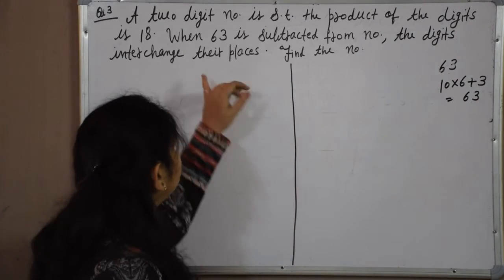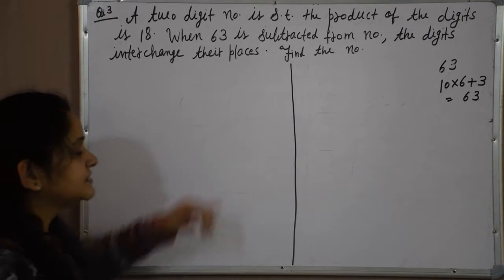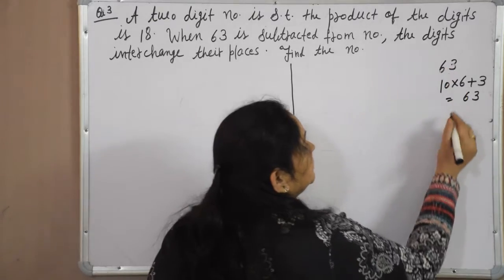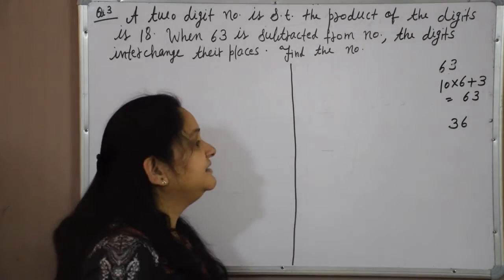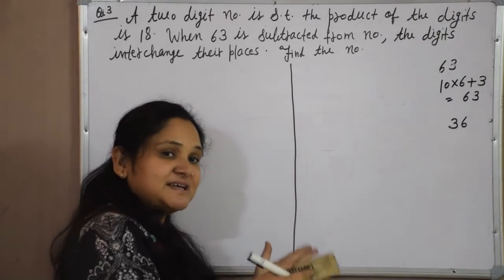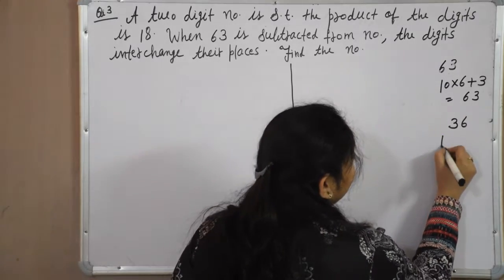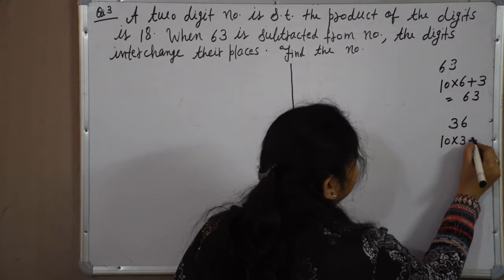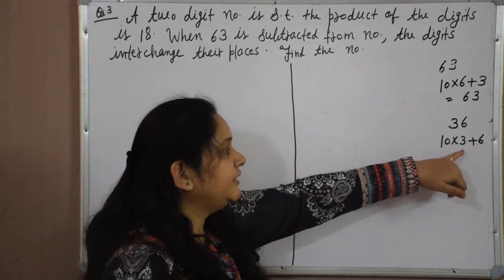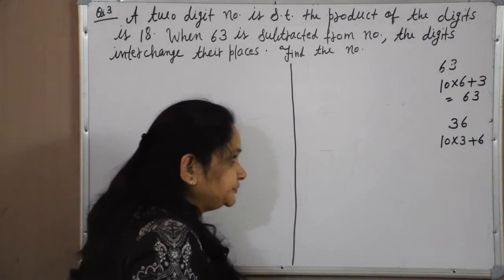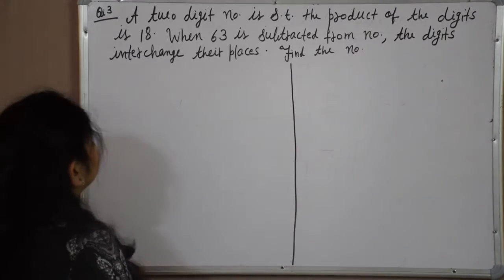And whenever in the second condition it is given that they interchange their places, interchange means 63, when interchanged, we can write it as 36. Interchange: the unit place comes at the tens place and the tens place comes at the unit place. This is the interchange, and we can write it as 10 into 3 plus 6. 10 into 3 plus 6, again it becomes 36. So how will we use this in the form of variables?